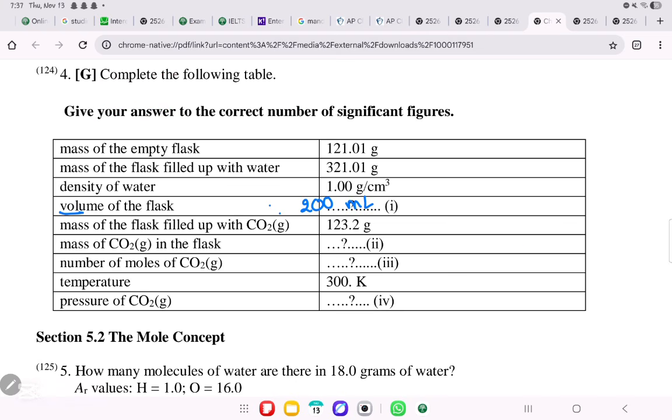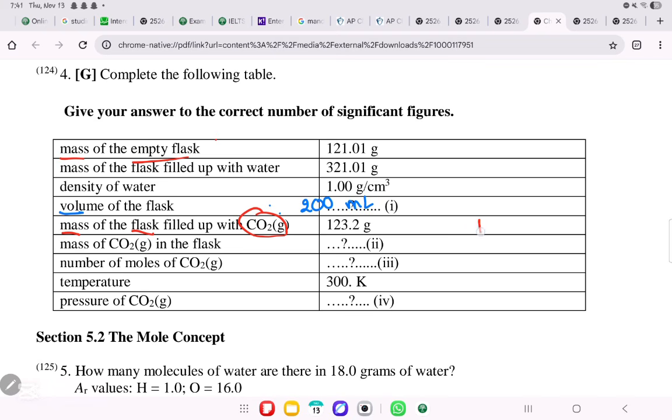Now, they removed the water. They used the same flask with the same mass as the beginning. And then they told us the mass of the flask filled up with CO2. Okay, so again, we have the mass of the flask filled up with CO2 gas and the mass of the empty flask, right? So what will we be able to find? We'll be able to find the mass of CO2 in the flask.